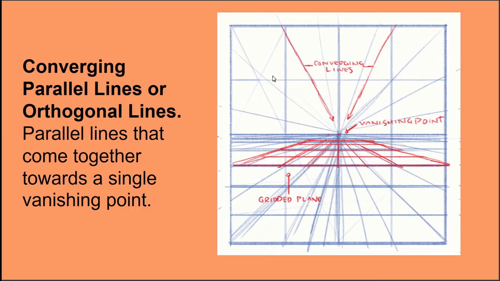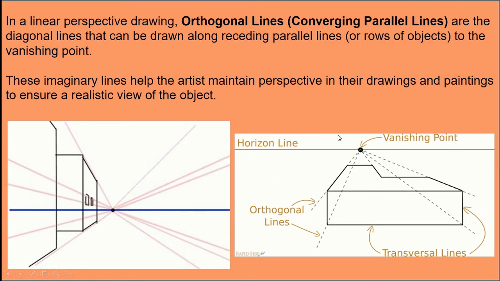Converging parallel lines, or orthogonal lines, are parallel lines that come together towards a single vanishing point. So all of these lines that are going to this vanishing point that are parallel lines but are converging parallel lines are in fact the orthogonal lines that we're talking about. So those recede, they're parallel to one another, and they recede to a vanishing point. And they actually help the artist to maintain perspective in their drawings and paintings and ensure that there's a more realistic view of whatever it is that they're looking at.